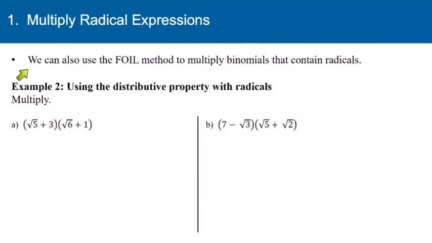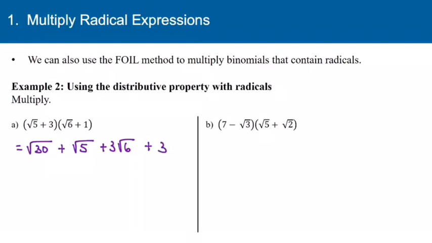Now we can also use the FOIL method to multiply binomials that contain radicals. So it works exactly the same as it did when we didn't have radicals. It's just first, outer, inner, last. So here we go on part A. First times first here would be square root of 5 times square root of 6. So we know that that's going to be square root of 30. Then outer times outer would be square root of 5 times 1. So of course that's just square root of 5. Inner times inner would be 3 times the square root of 6. And last times last would be 3 times 1.